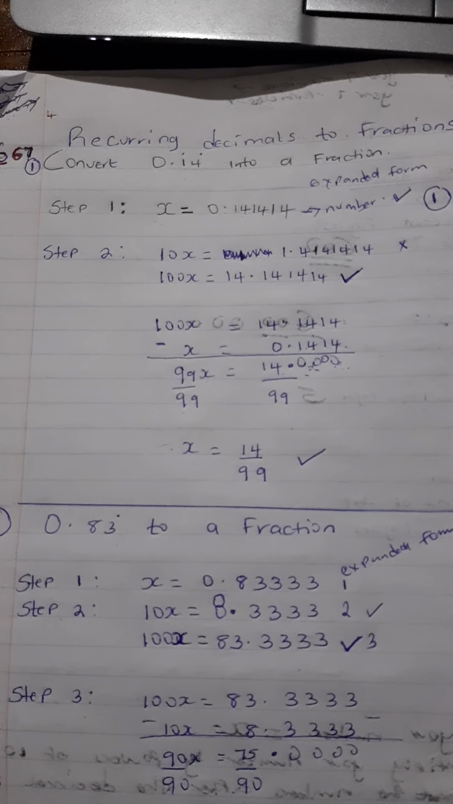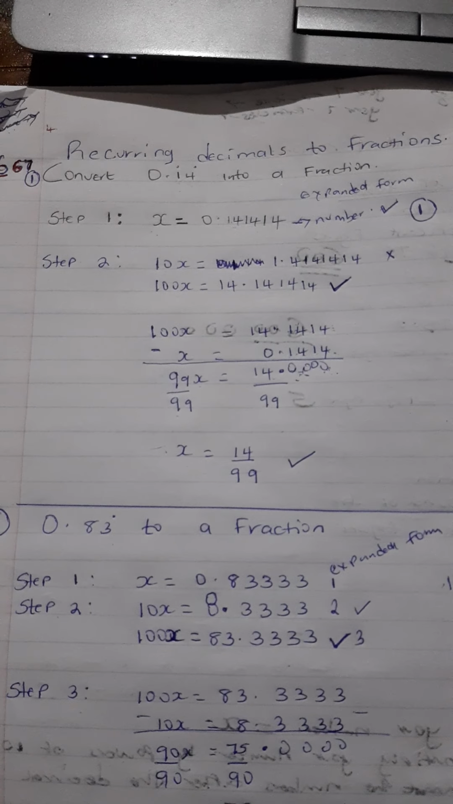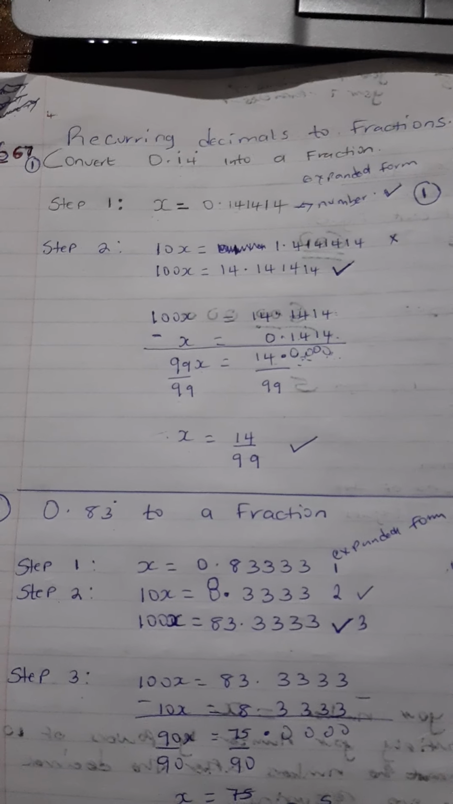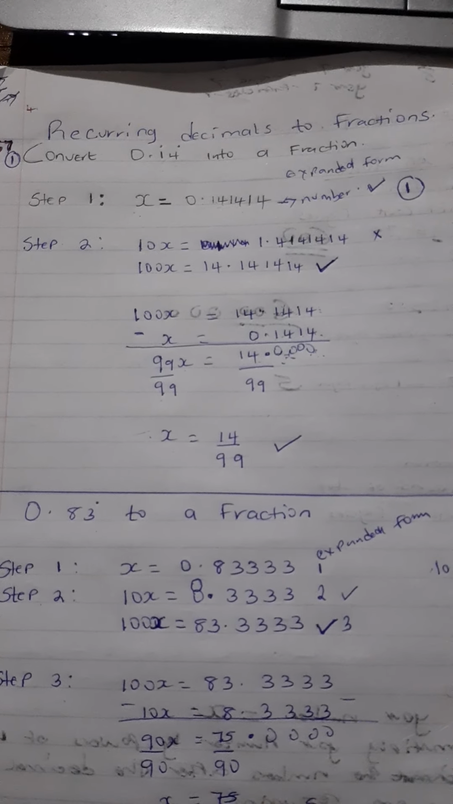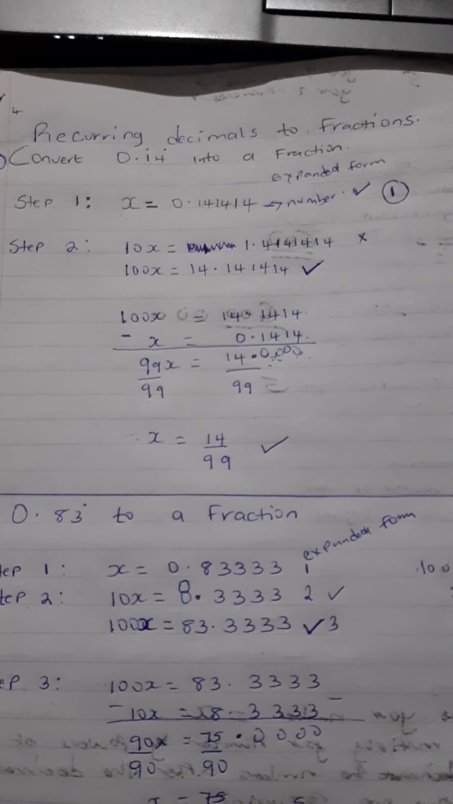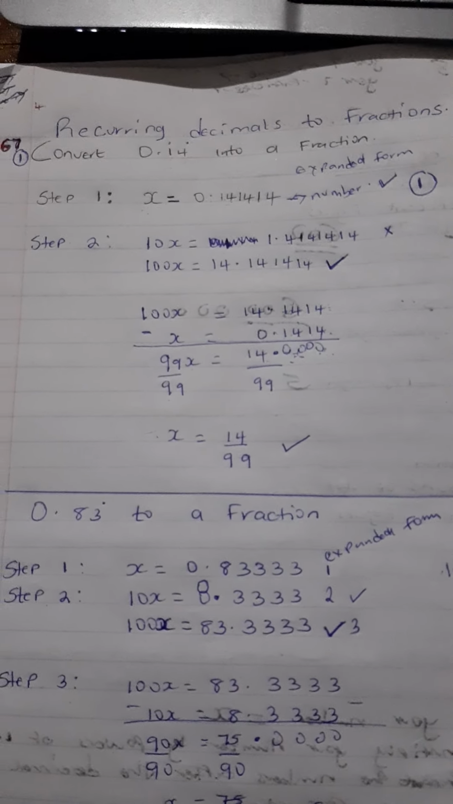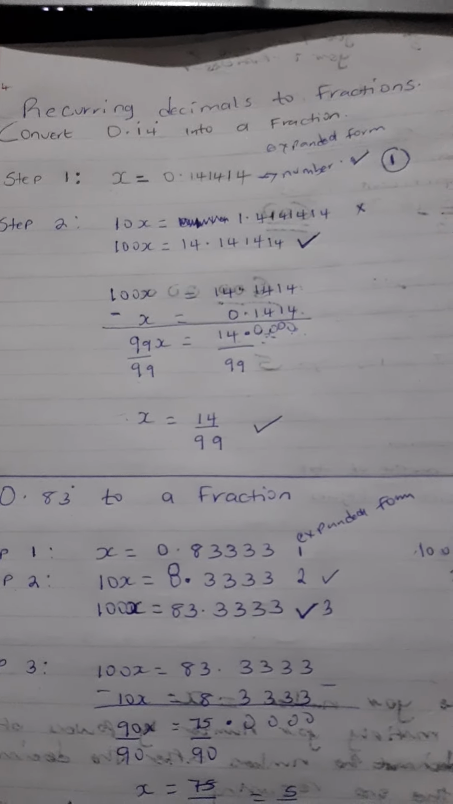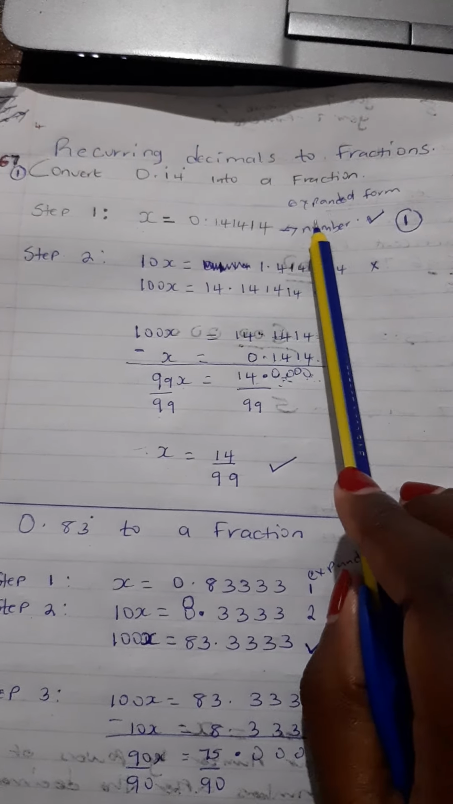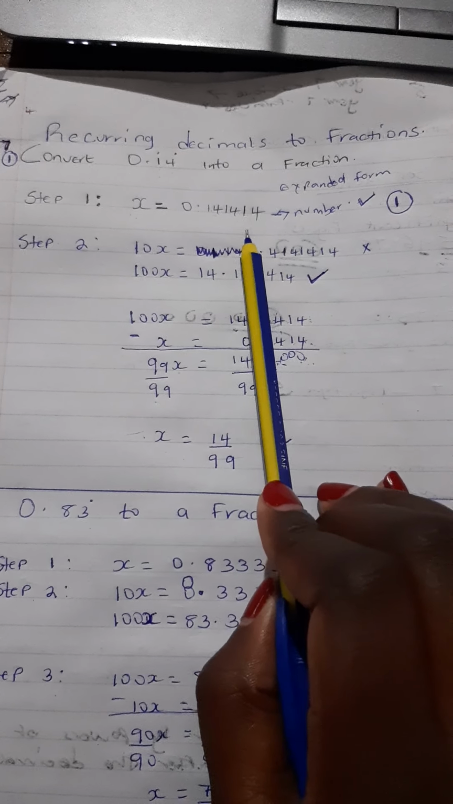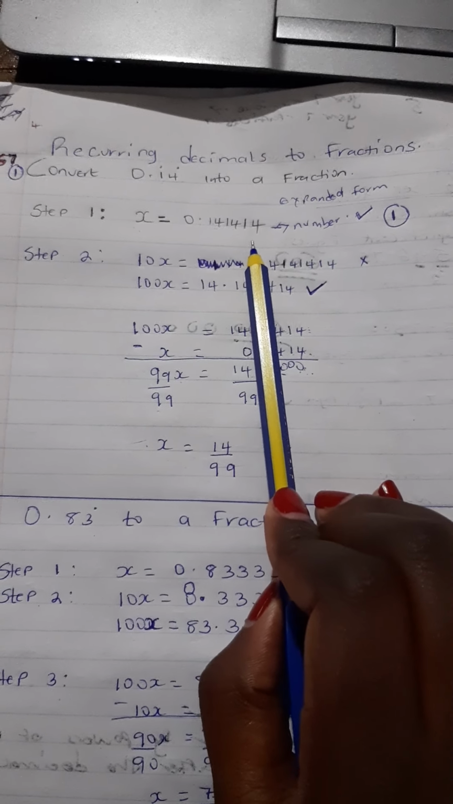Expanded form simply means you interpret what 0.14 recurring means. So 14, 14, 14, 14, 14, 14. That is recurring, yes? So you have that number. This is your number now in expanded form.